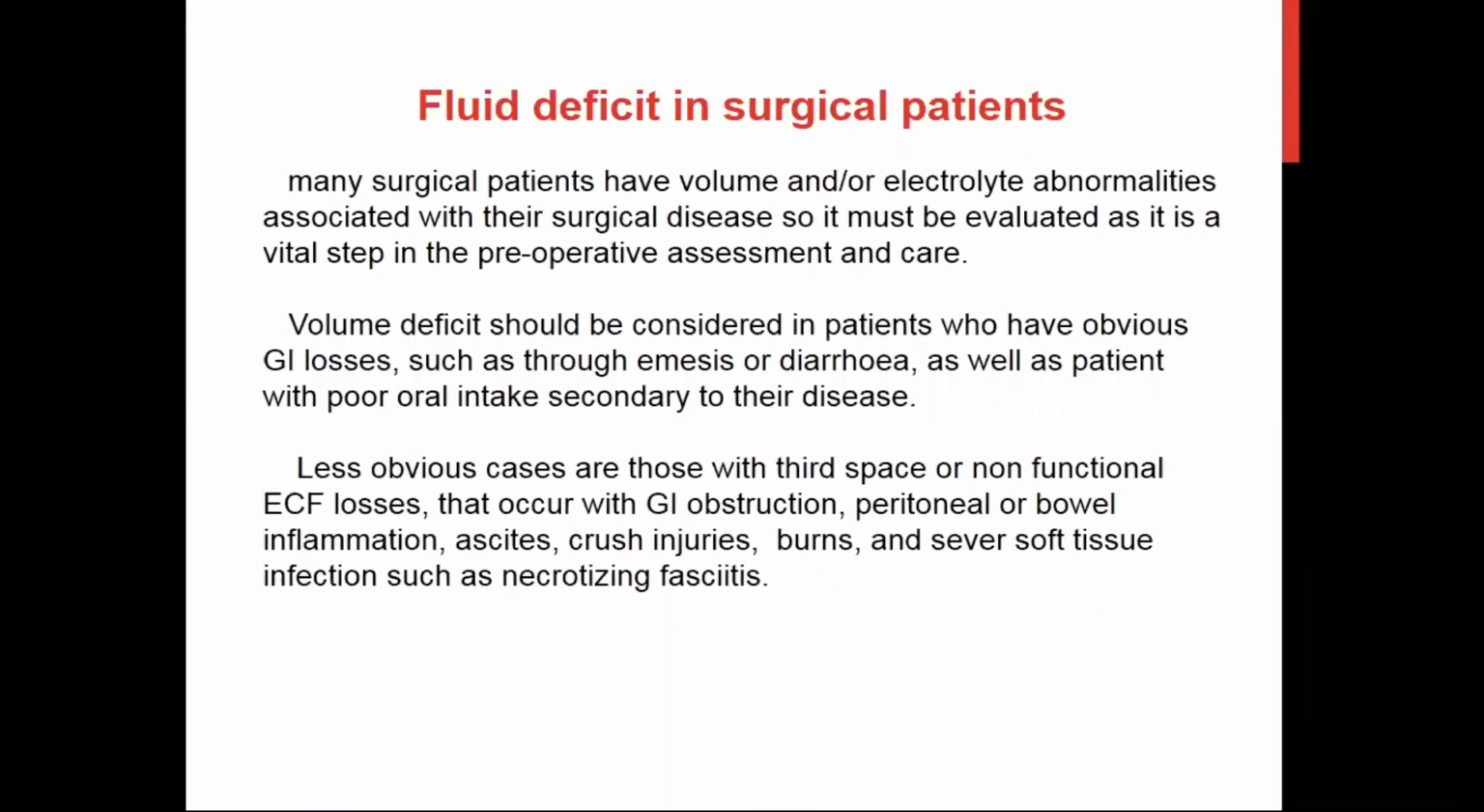Less obvious cases are those with third space or non-functioning functional extracellular fluid loss that occurs with GIT obstruction or peritoneal or bowel inflammation, ascites, crush injury, burns, and severe soft tissue infection such as necrotizing fasciitis. These conditions cause loss of fluid through the third space.